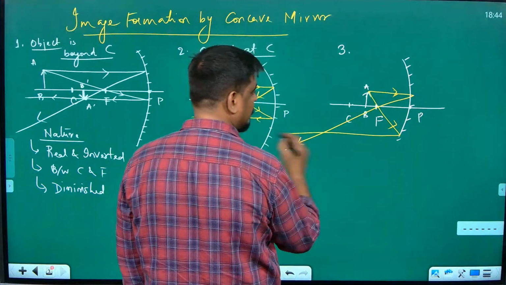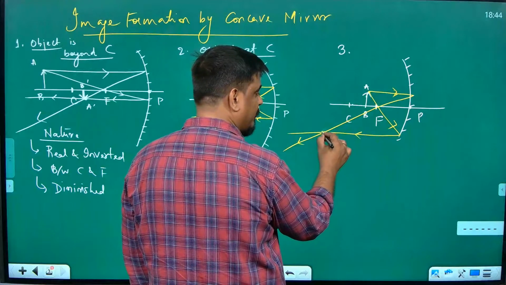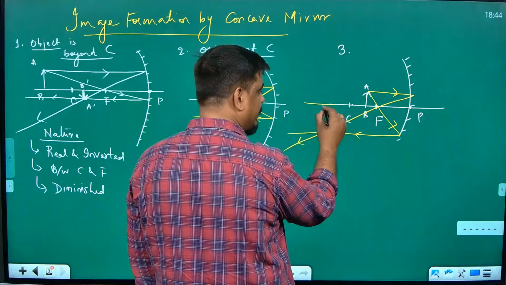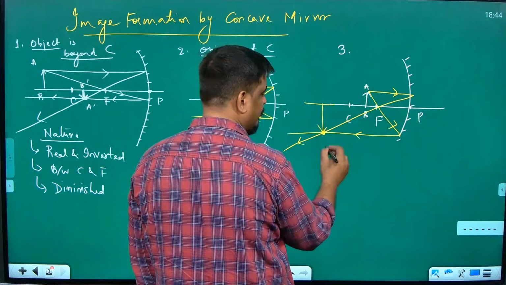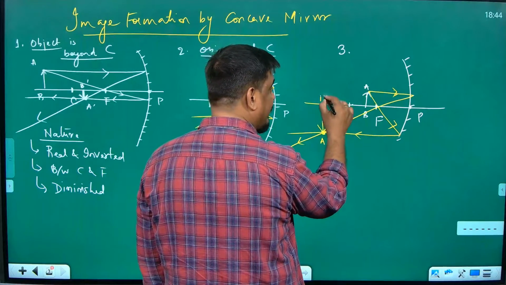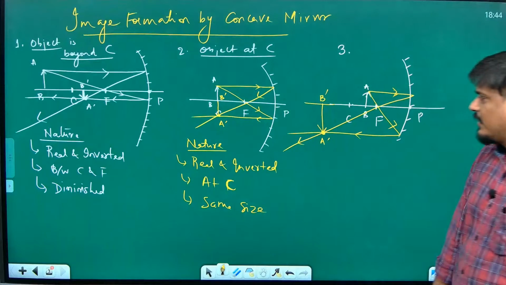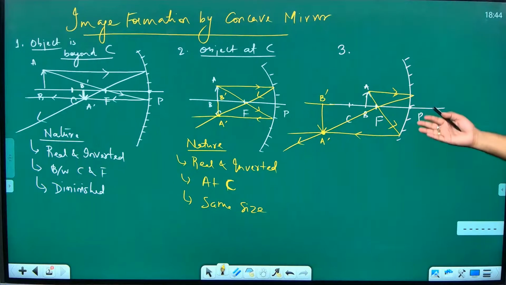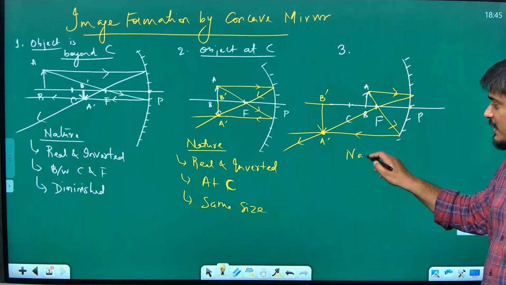Principal axis. Where is the image forming? Meeting here. So where will the image form? Beyond C. And what will be its nature? Real, inverted. What will be its size? Bigger, enlarged.